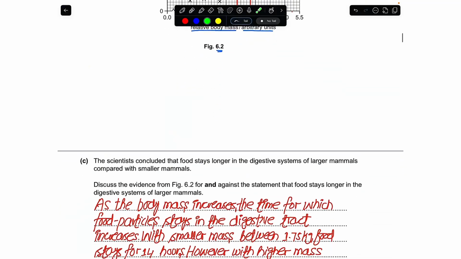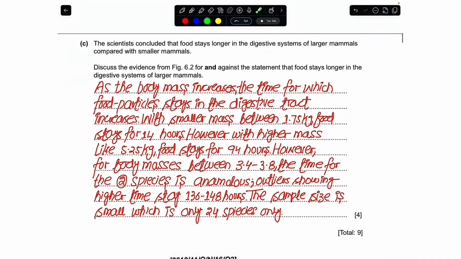Let us see what the examiner is asking us in terms of the question. For a total of 4 marks, the examiner is telling you that the scientists concluded that food stays longer in the digestive system of larger mammals compared with smaller mammals. So this is their conclusion. If the animal has a bigger mass, the food would stay longer in their digestive system. And if we have mammals with a small mass, then the food would stay for a short period of time within their alimentary canals.